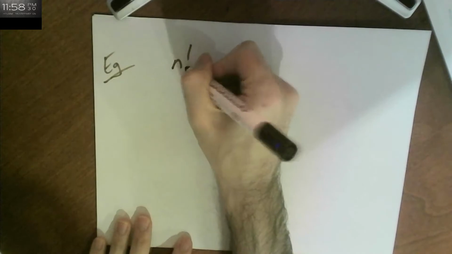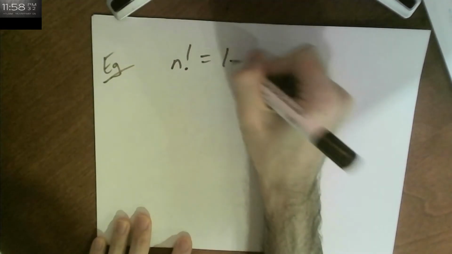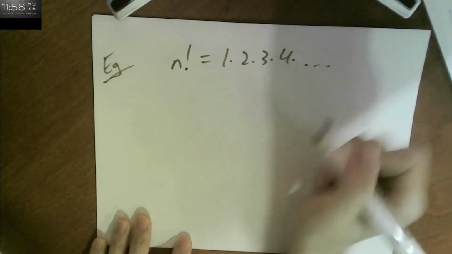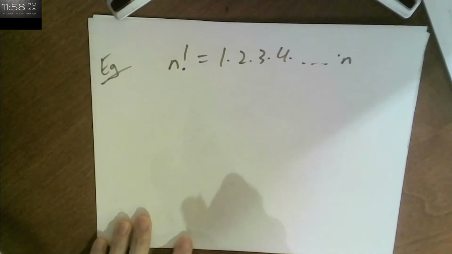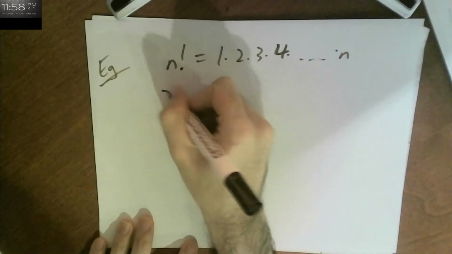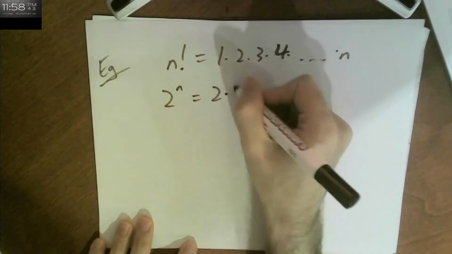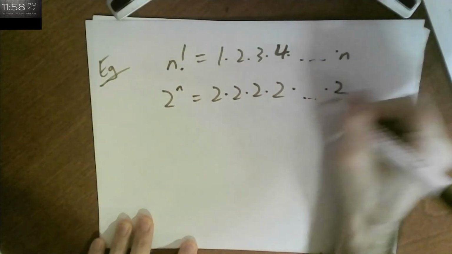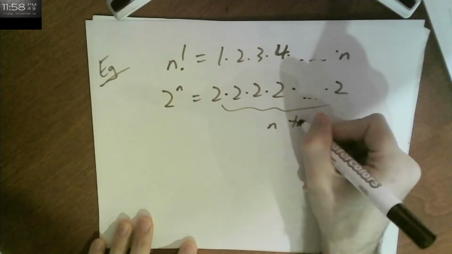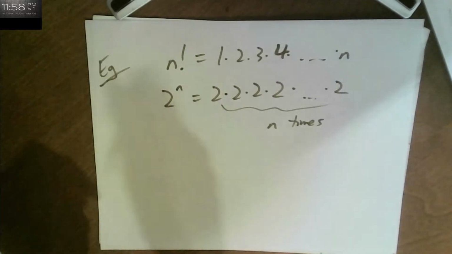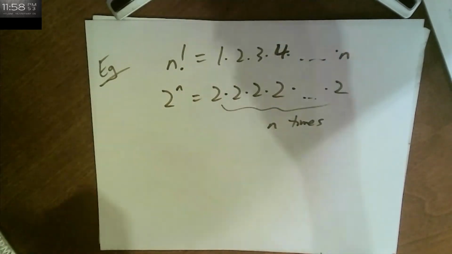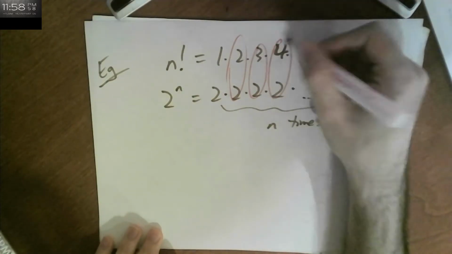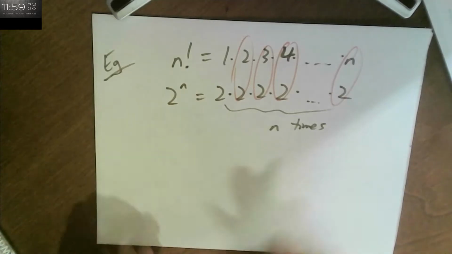N factorial is 1 times 2 times 3 times 4, etc., up to n. 2 to the n is 2 times 2 times 2 times 2 times 2, n times. So I'd like you to compare, ignore the 1 for the moment, those two, and those two, and those two, and these two.